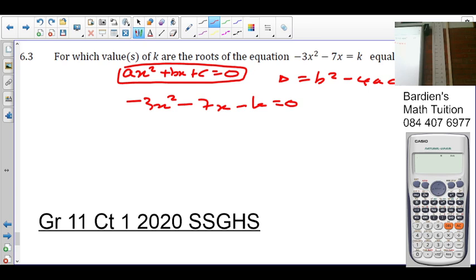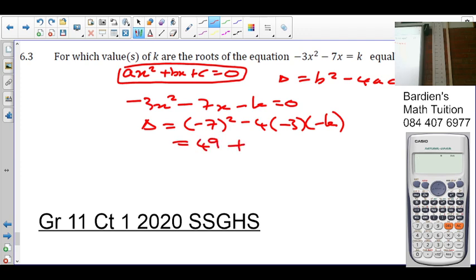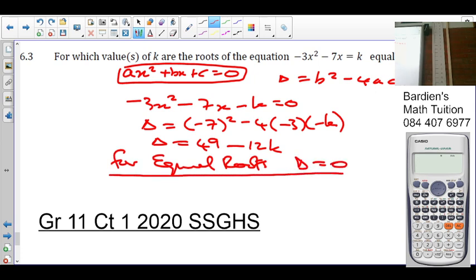Right. So we then go and we work out delta. Delta is b squared minus 4ac, which is negative 7 squared minus 4, a is negative 3, c is negative k. So it's 49 minus 12k. That's your delta. For equal roots, what do we know, people? Delta must be equal to 0. So 49 minus 12k is equal to 0. So k has to be equal to 49 over 12.